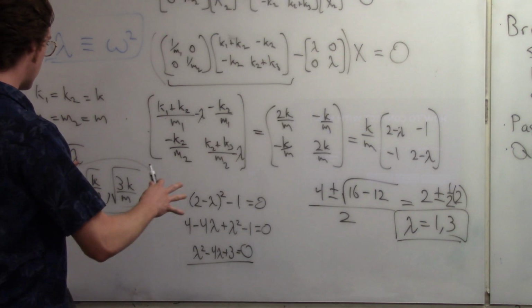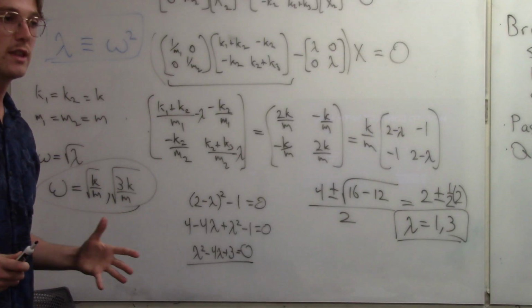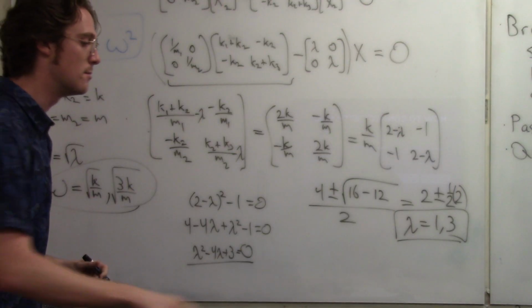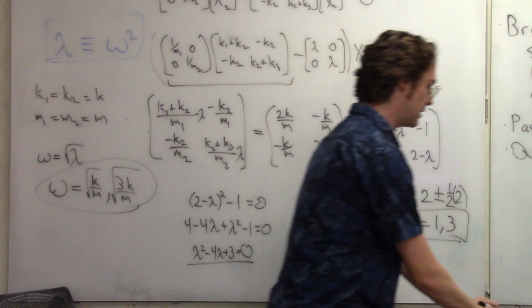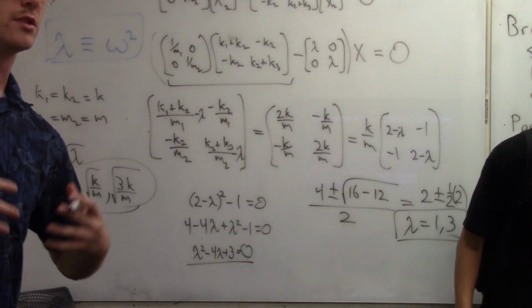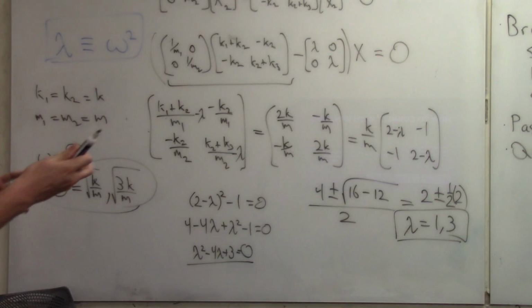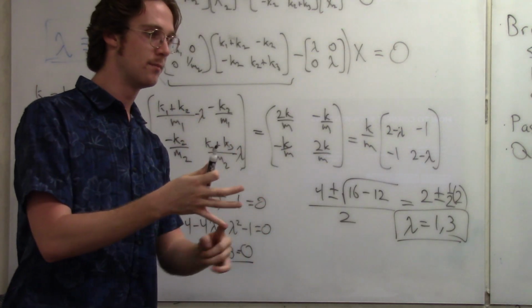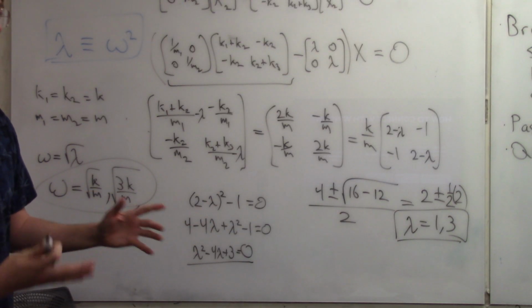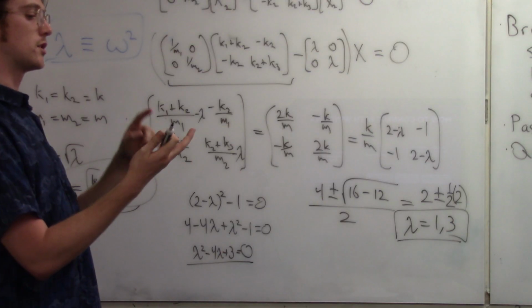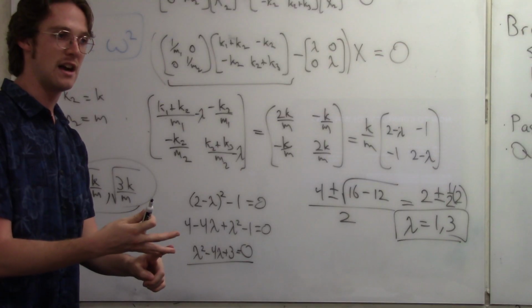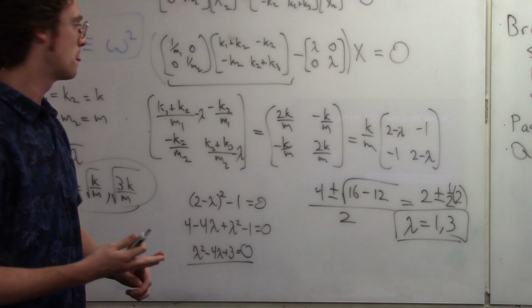Okay, so now that we found our natural frequencies, that's only half the battle. We need to find these things called the mode shapes. What the mode shapes do is they describe the relative amplitudes of each of the bodies. If your system has n degrees of freedom, you're going to have n frequencies and n mode shapes. Let me reiterate that in linear algebra terms. If your system has n degrees of freedom, you're going to have n eigenvalues and n eigenvectors.